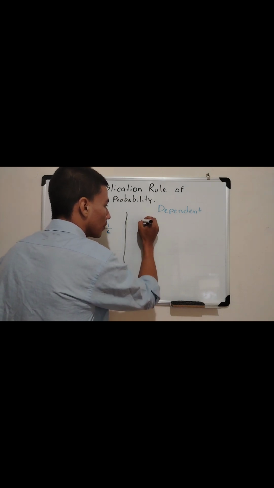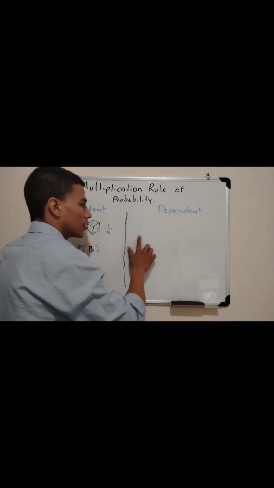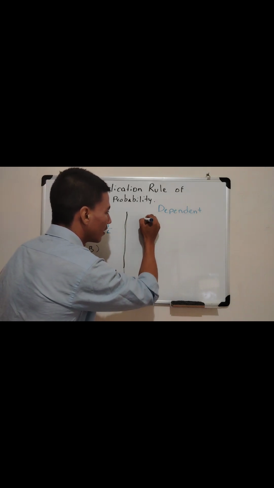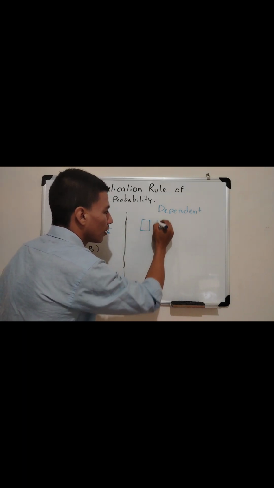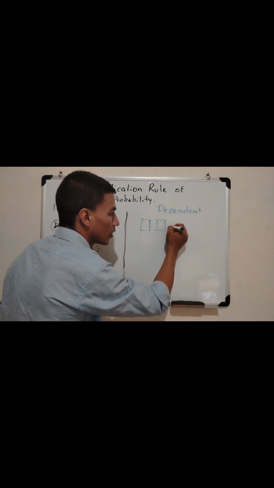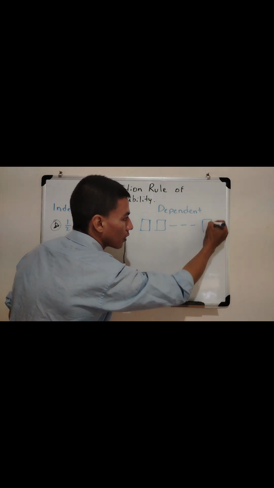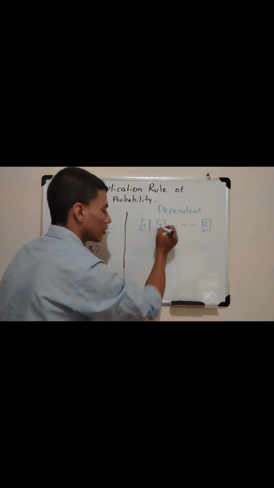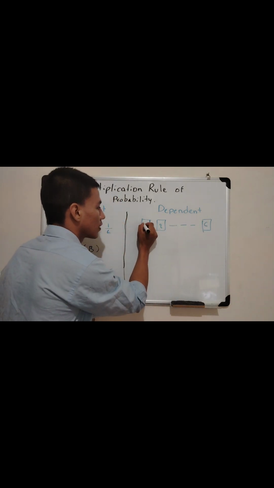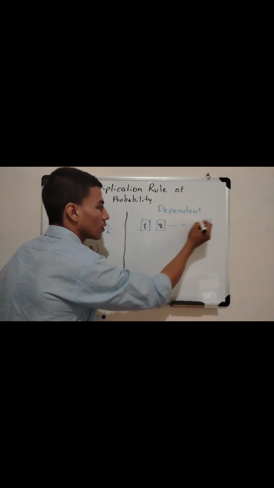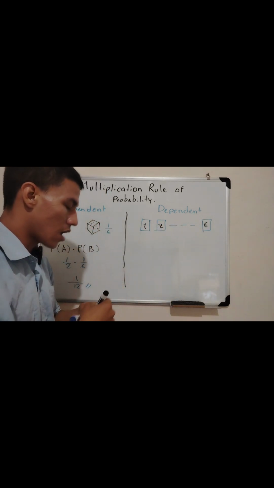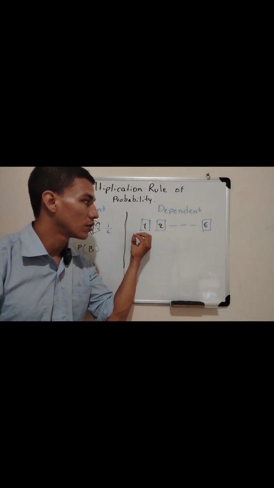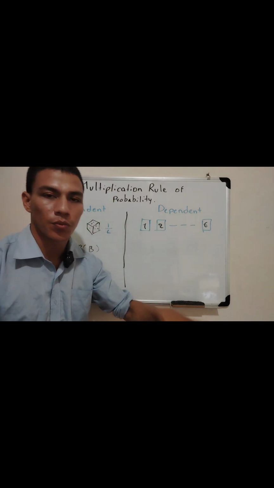Let's imagine that we have... Jesus Christ, this marker is dying, and this other as well. Let's say that we have cards. We have cards from 1 to 6.